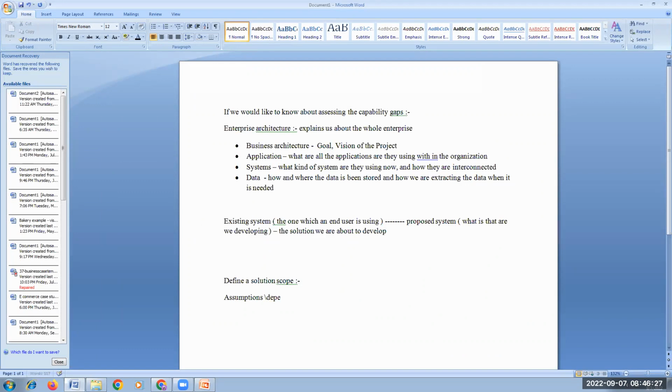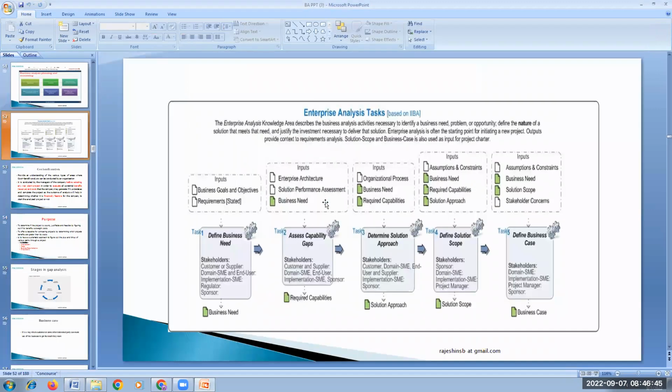Second, we call it dependencies. Assumptions followed by dependencies. So what are the assumptions we have to keep in mind when you are going to provide the solution? At the same time, we must be knowing about the dependency of the project as well. So scope of the project is what we need to know.